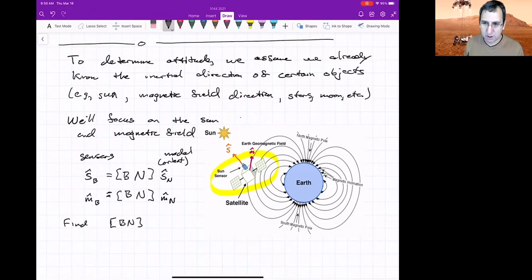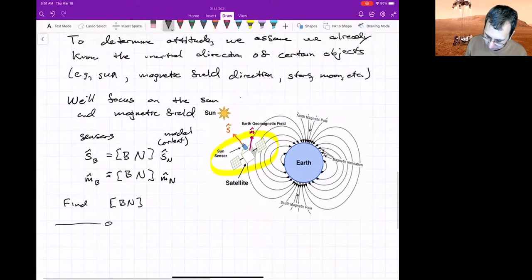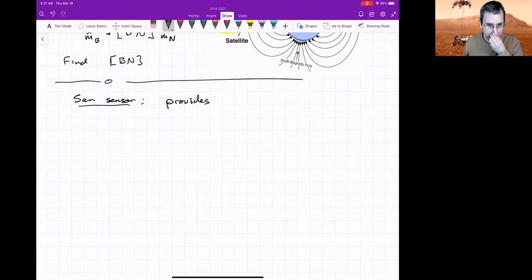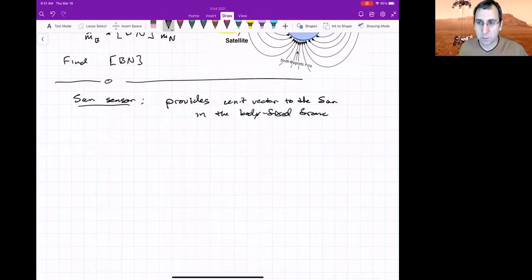So I'll talk about a couple of methods to do that. First, though, let me say a little bit about these sensors. We'll start with the sun sensor. So the sun is pretty easy to see, right? So that's what's nice about a sun sensor. So what does the sun sensor do? A sun sensor might be made up of multiple individual sensors, but at the end of it all, we want to provide the unit vector to the sun in the body fixed frame. That's what we're going to want.